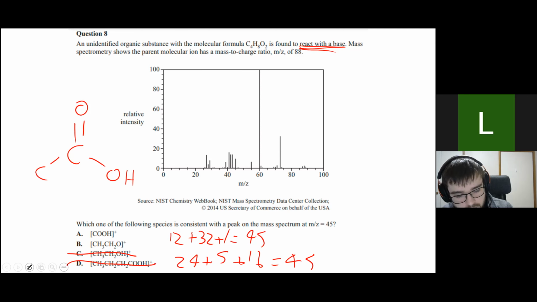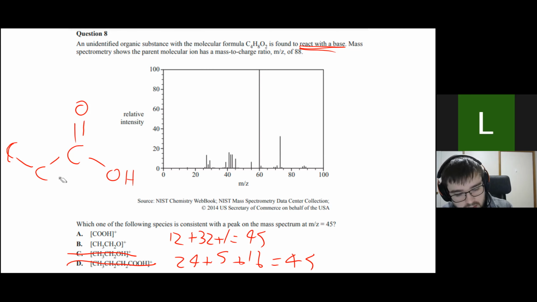So that's out of the question. So the only two that are in competition are these two. And the question you have to ask yourself is, is there any way that we can break a single bond and make this fragment? Yes, there is. We can break a single bond there, and the electron goes this way, that becomes a radical, and we get a positive ion here that weighs 45.